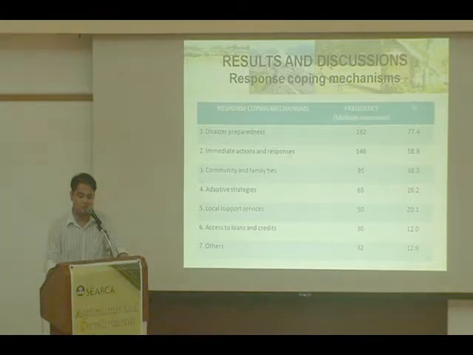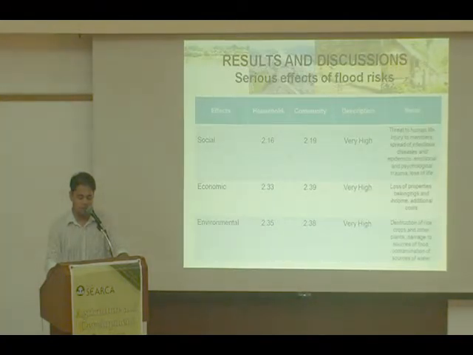Qualitatively, these were some of the response coping mechanisms that were reflected: disaster preparedness, immediate actions and responses, community and family ties, adaptive strategies, local support services, access to loans and credits, and others. In terms of serious effects of flood risks, the social effect was very high, considering that they perceive the serious social effects to continue to threaten human life, injure members of their family, spread infectious diseases and epidemics, as well as cause emotional and psychological trauma, and eventually loss of life.